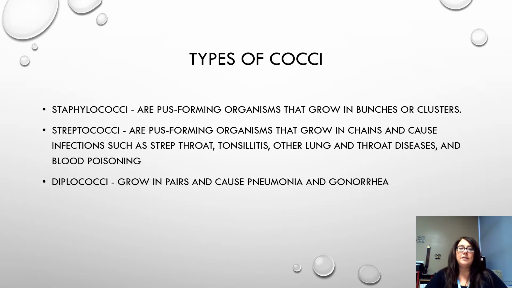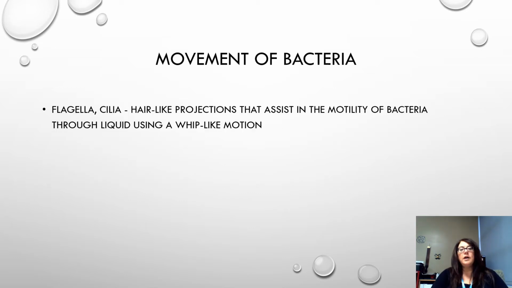Types of cocci. Staphylococci are pus-forming organisms that grow in bunches or clusters like grapes. Streptococci are pus-forming organisms that grow in chains and cause infections such as strep throat and tonsillitis. Diplococci grow in pairs. See diplo, think of pairs, and they cause pneumonia and gonorrhea. Bacteria are able to move through the use of flagella or cilia. These are hair-like projections that assist in the motility of bacteria through liquid using a whip-like motion.